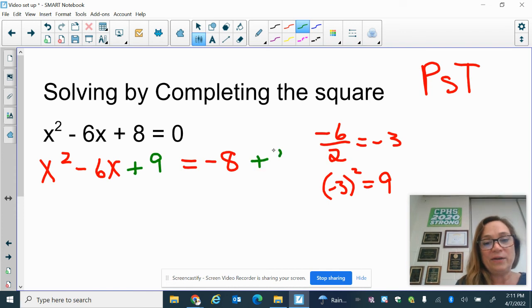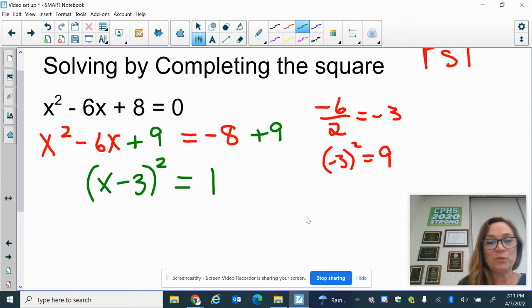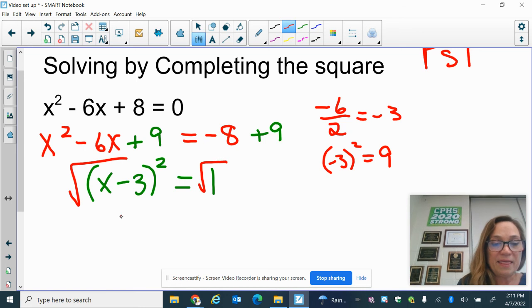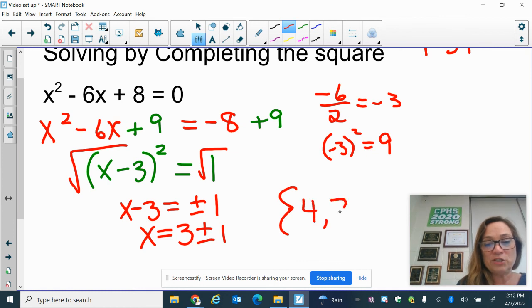The reason I added 9 was because I was creating this perfect square trinomial. Perfect square trinomials factor into squares. So I have x minus 3 squared equals +1. Oh, I like 1. 1's a perfect square, so I'm going to get a rational answer. I take the square root of both sides, and that gives me x subtract 3 equals ±1. Okay. Now I just have to finish this by adding 3 to both sides. And this is going to give me integer answers. 3 plus 1 is 4. 3 minus 1 is 2. Completing the square.